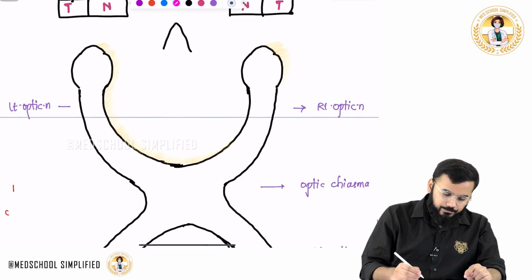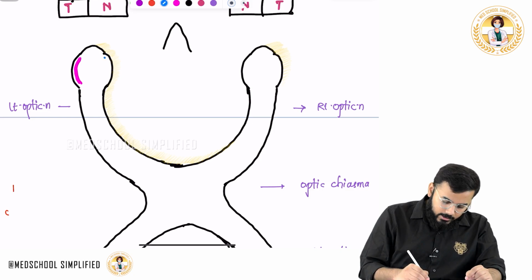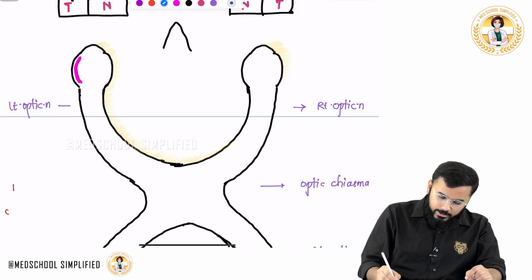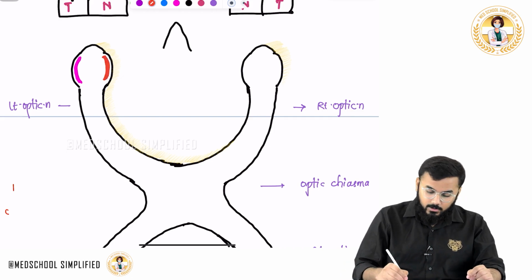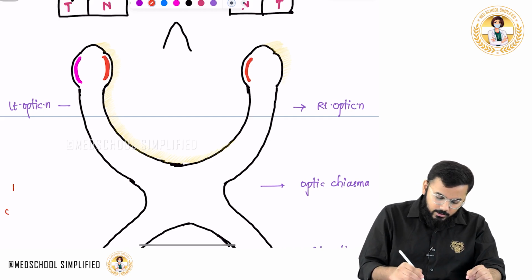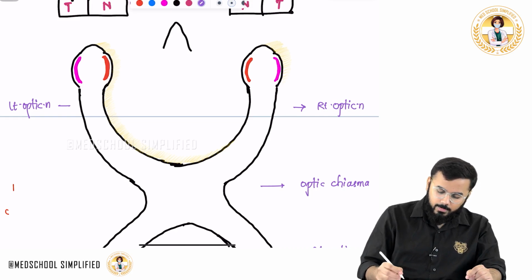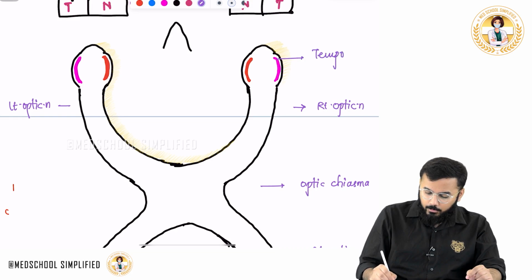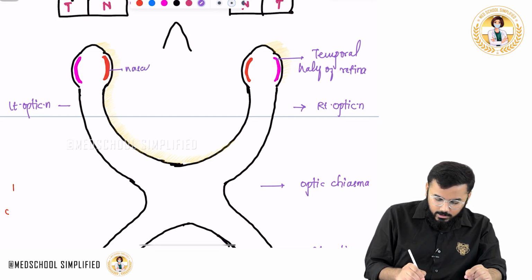Next important thing is that here you have got a retina. In the eyeball, this is called the temporal half of the retina. And here you have got a particular retina, and this particular retina is, okay, let me draw it with red. This particular retina over here is called the nasal half of the retina. So this is the nasal half of the retina and this is your temporal half of the retina. Let me write it down. This is the temporal half of the retina. And after the temporal half of the retina, this part is called the nasal half.